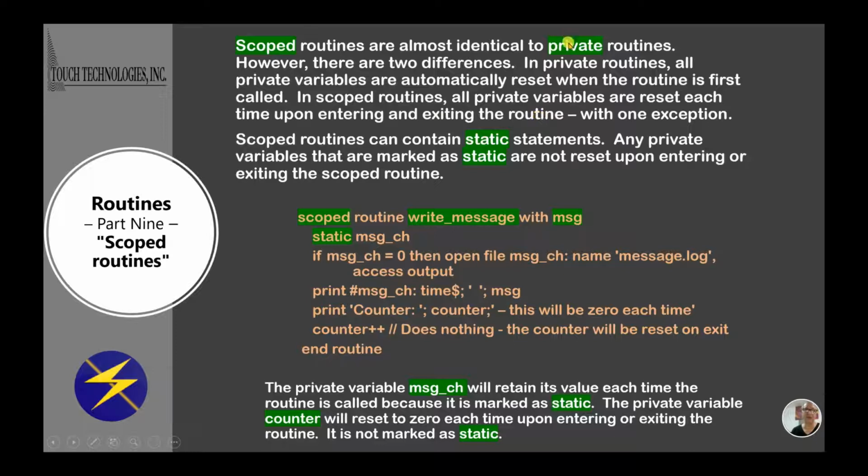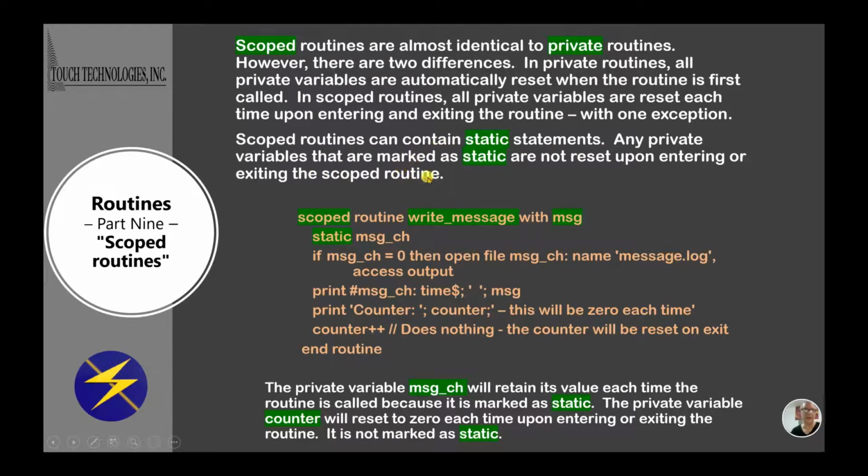Remember, in a private routine we do it just once, which means that the values of the private variables are persistent, or what's also called static. In scoped routines, these variables are reset every time you enter and exit a routine. This is typically how routines work in other programming languages: when you come into the routine, the variables are initialized. Scoped routines can contain a static statement in case you do want a variable to persist between calls. Any private variables that are marked as static are not reset upon entering or exiting the scoped routine.